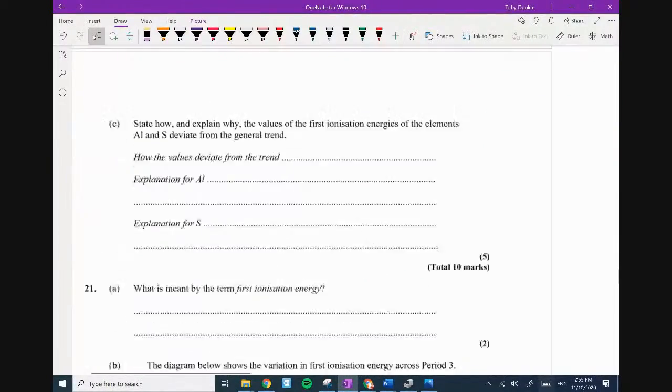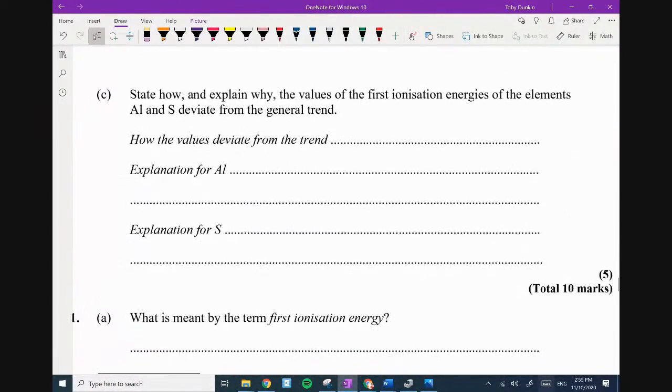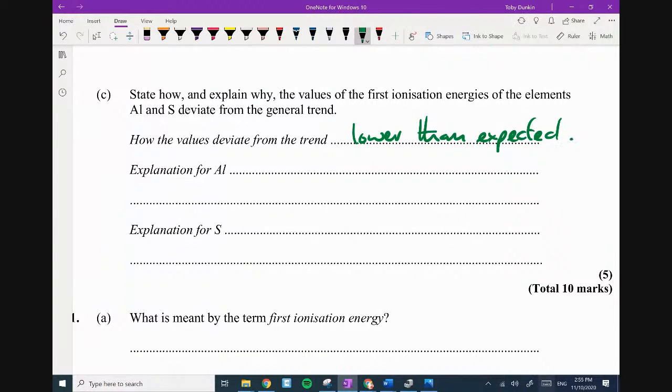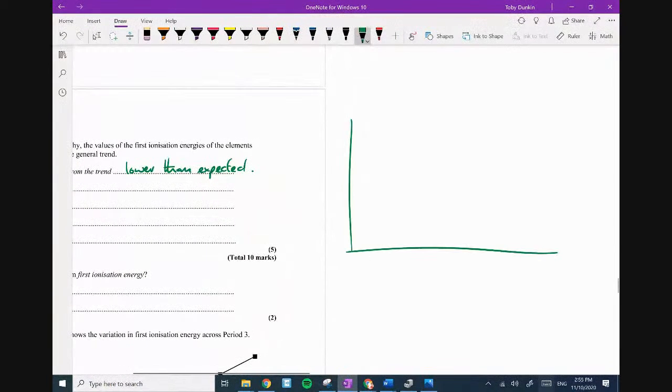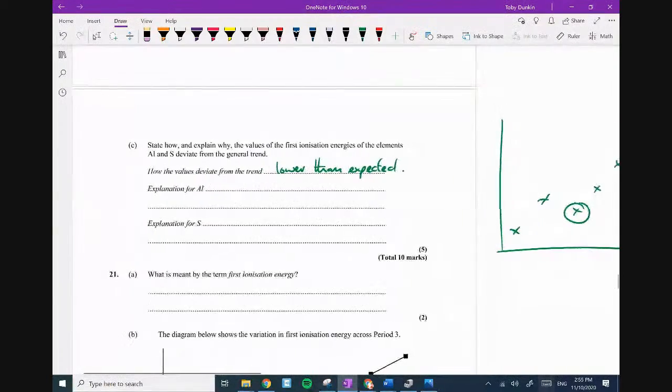Next, how the value deviates from the trend. Sulfur is how the value deviates. It's lower than expected. So we remember our graph again reappearing: sodium, magnesium, aluminium, silicon, phosphorus, sulfur. We've got aluminium and sulfur that are both lower than expected. We were expecting them to be there, but they weren't. They're actually lower.